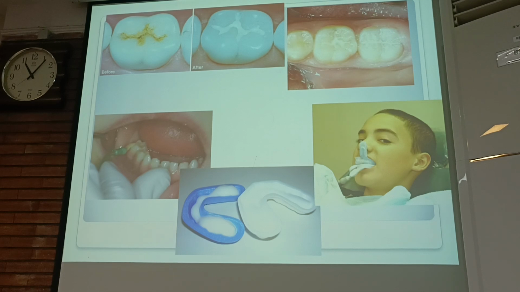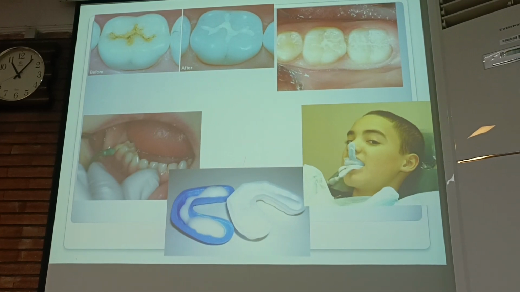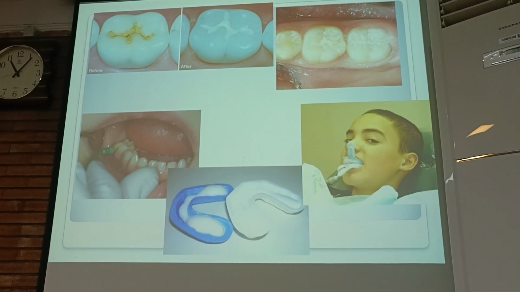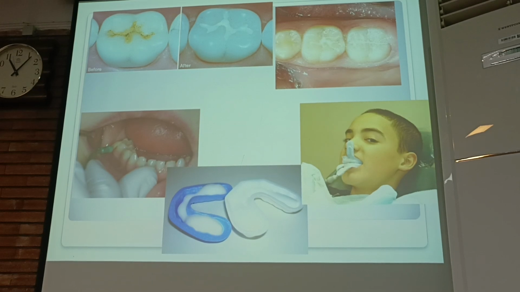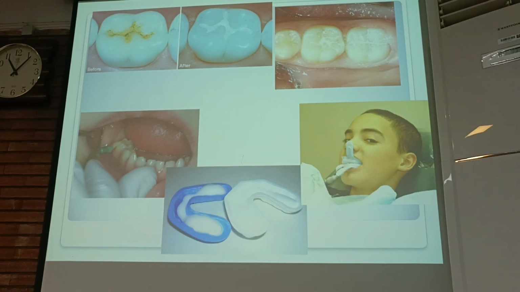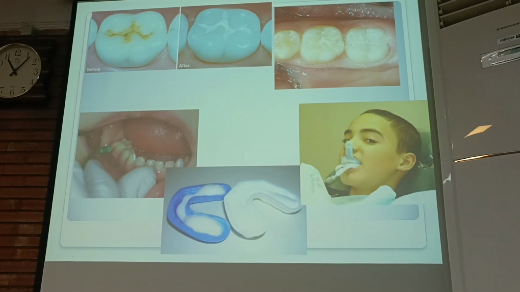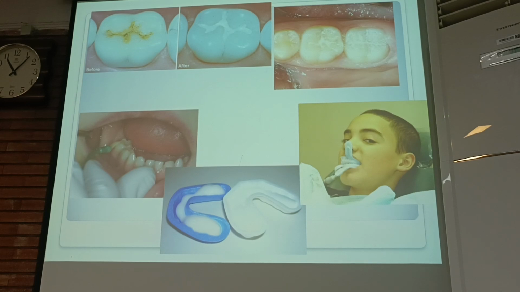There are some deep fissures on the posterior teeth, for example, that are susceptible to dental caries. So we can fill these fissures with some kind of resin, a tooth-colored filling. The goal is prevention of tooth decay inside the fissures.